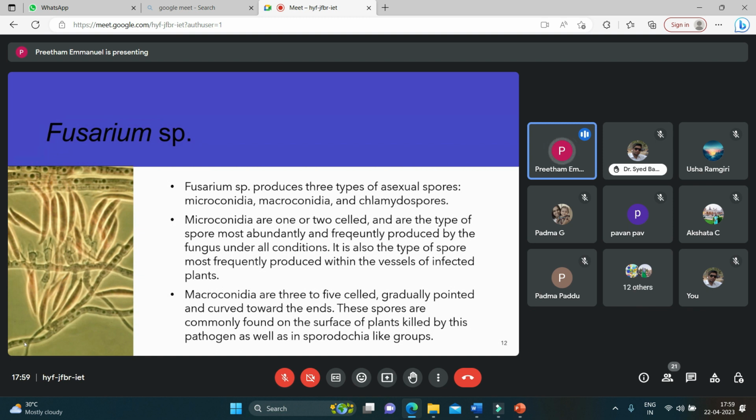Macroconidia are 3 to 5 celled, gradually pointed and curved toward the end. As we see in the image, we can see the curve. These spores are commonly found on the surface of plants killed by this pathogen as well as in sporodochia-like groups. The term sporodochia refers to the cluster of cushions of conidiophores which arise from the infected plant.